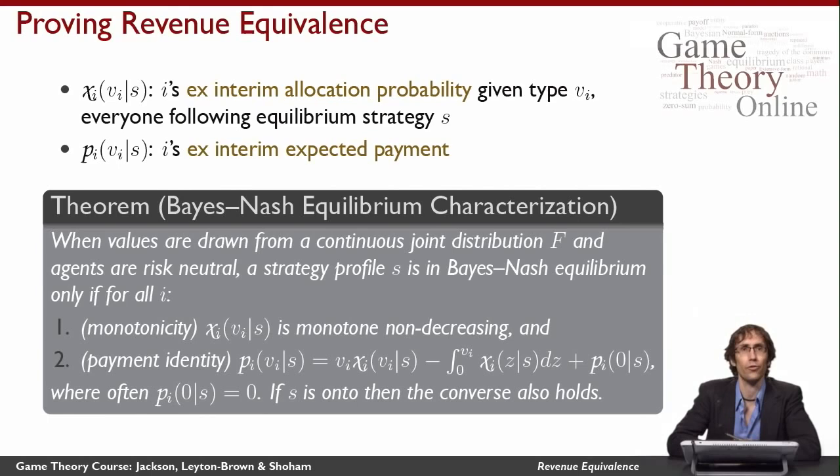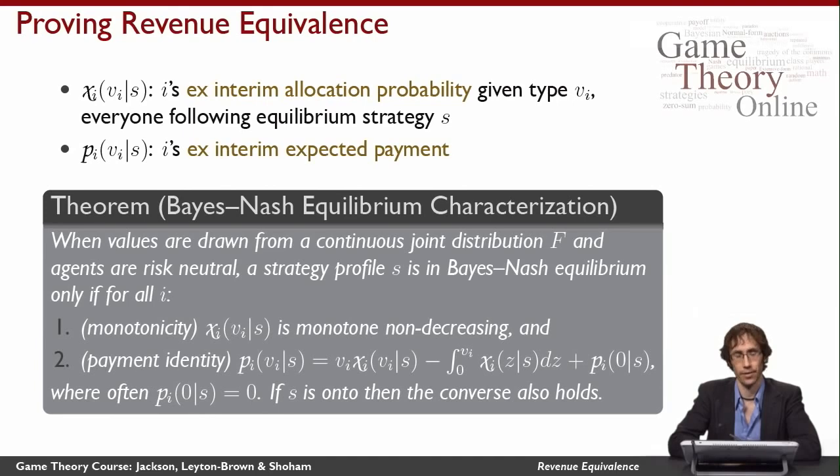So here we're saying that when values are drawn from a continuous joint distribution F and agents are risk neutral, a strategy profile S is in Bayes-Nash equilibrium only if the two conditions that follow are true for all agents I. First of all, we need monotonicity. So each agent's interim allocation probability xi needs to be monotone non-decreasing in that agent's value. So in other words, as agents have higher and higher values for the good, their probability of getting the good, averaged across all of the other agents' types, as well as potentially across randomness in the mechanism itself, needs to weakly increase. So as I have higher and higher values for the good, it can never reduce my chance on average of getting the good. So that's necessary for a Bayes-Nash equilibrium.